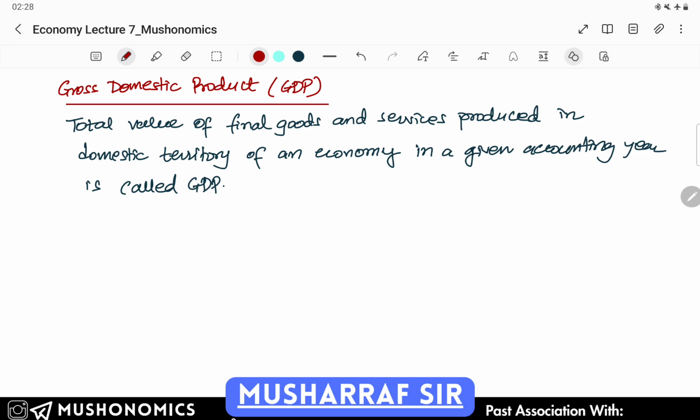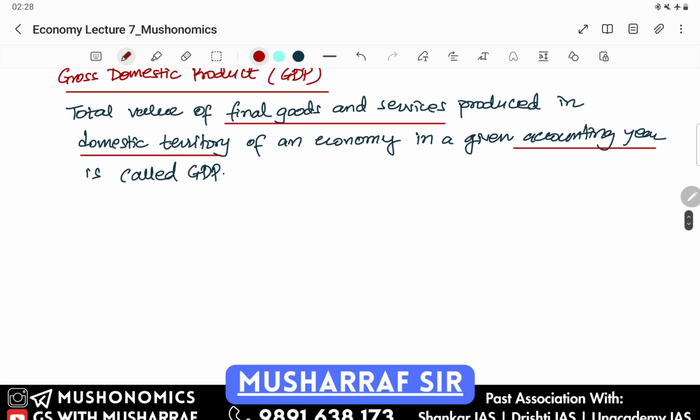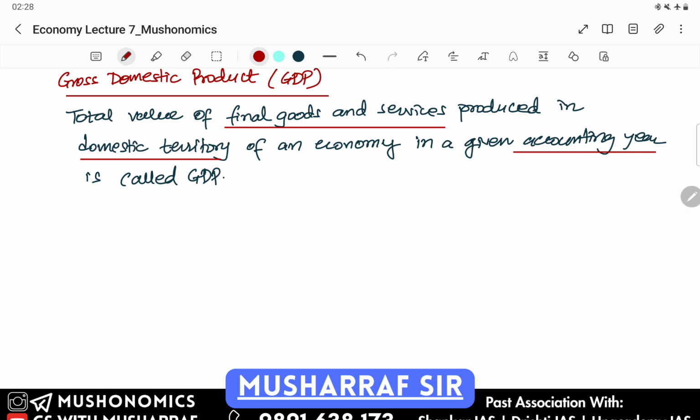Now let's understand what are the hidden concepts in it. The value of final goods and services, so this is one concept. What are the final goods and services produced in a domestic territory? What constitutes the domestic territory of an economy? And in a given accounting year, so let's understand what is accounting year. If we can understand these three definitions, we can begin understanding the concepts of national income from these terms, right? So let's go with the understanding of accounting year first. What is an accounting year?